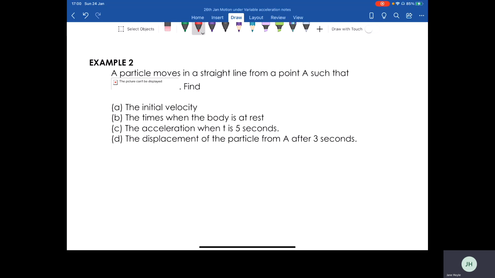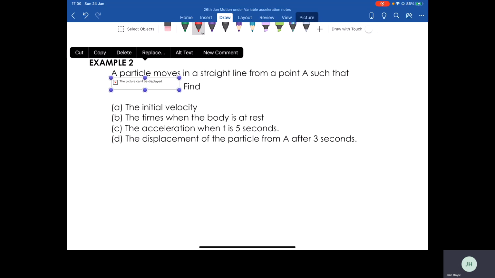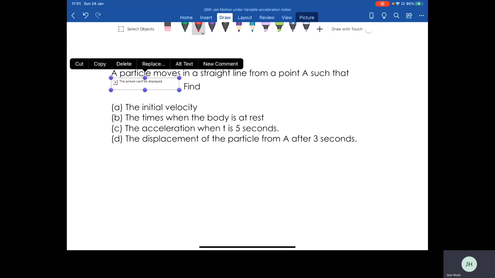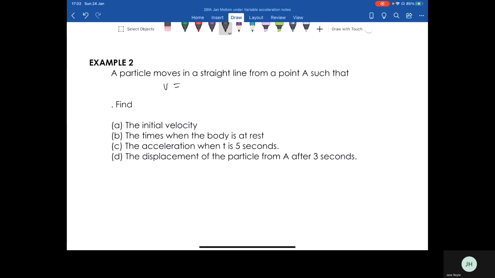Now, this is a little bit odd. So you can see it hasn't liked that. v is equal to 2t minus 3t squared. Hopefully that'll work. I think I might need a fraction there, so let's change that to 3/4 t squared. Okay, all right, so find the initial velocity.